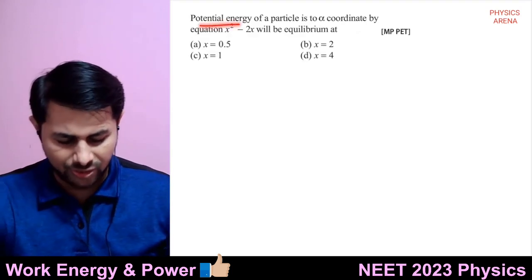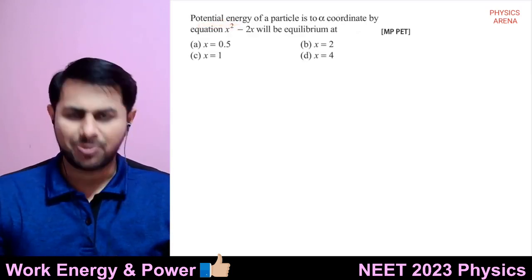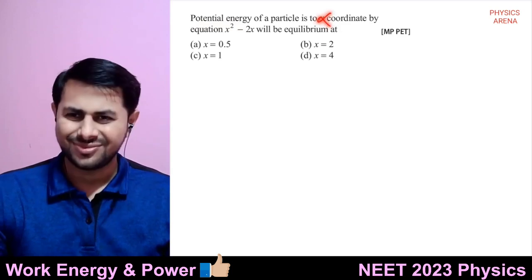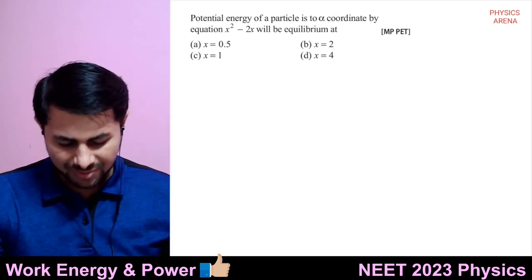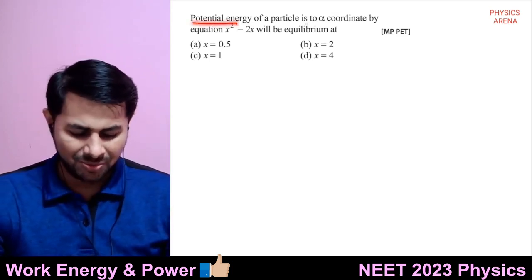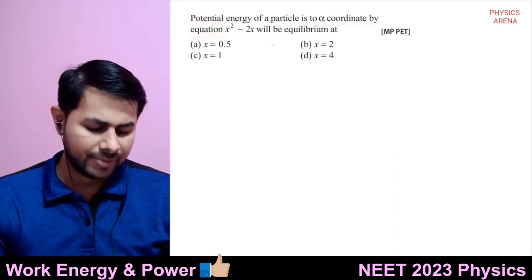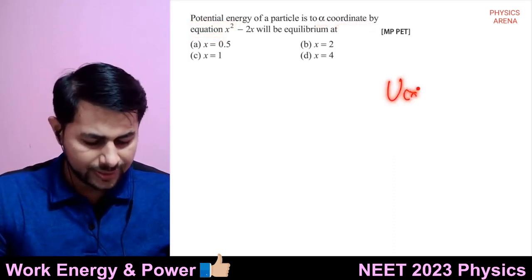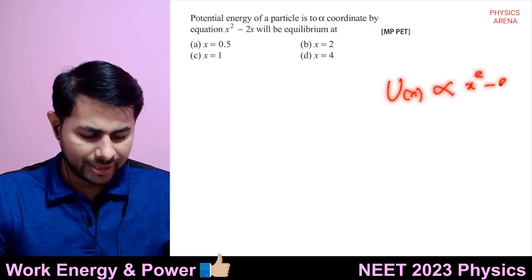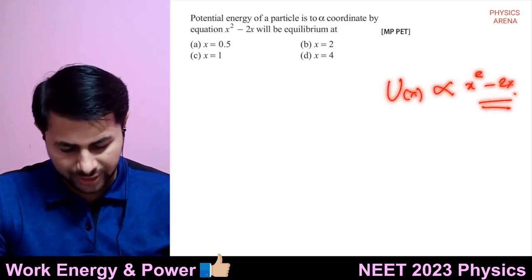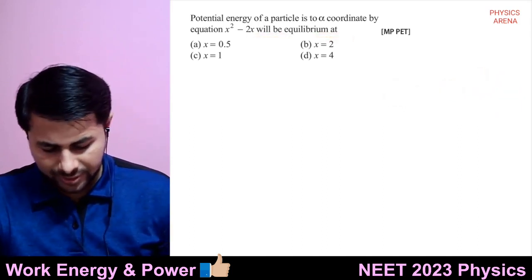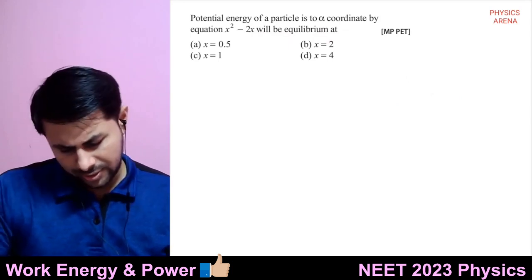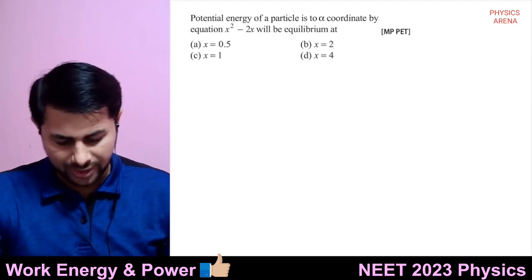Potential energy of a particle, they are saying it's proportional to the coordinate by the equation x square minus 2x. So U of x is proportional to x square minus 2x. That's what they are saying. Where will be the equilibrium? So this is simple. Maybe option C. Let's check.